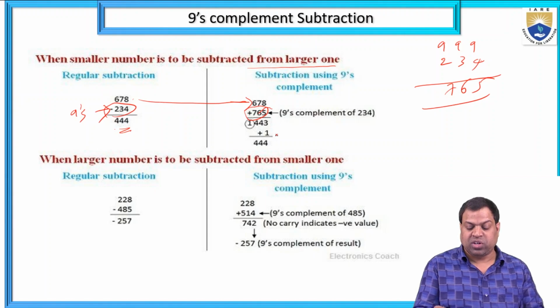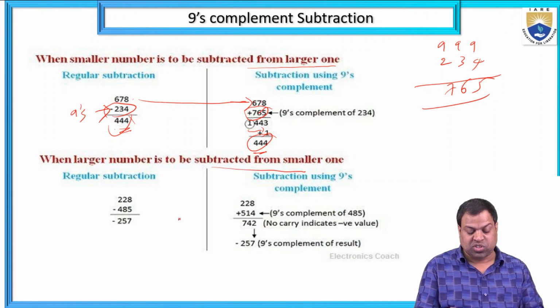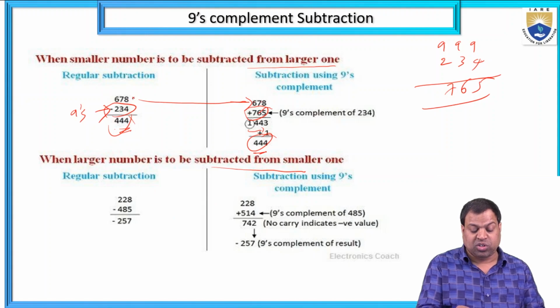678 plus 765. How much? 1443. Here there is 3 digit input, but I got 4 digits. That means the leading digit is the carry value. This carry is added to the LSB of the value. 443 plus 1, 444. So both are the same, the normal subtraction and the 9's complement. Now the reverse order. Here 678 minus 234 is larger minus smaller.